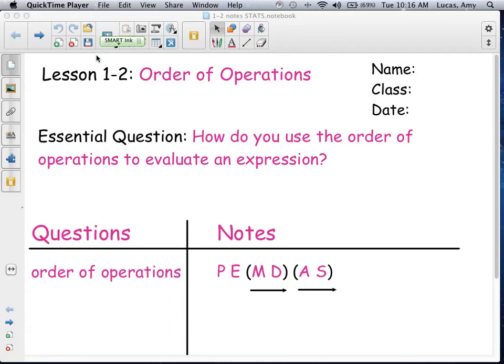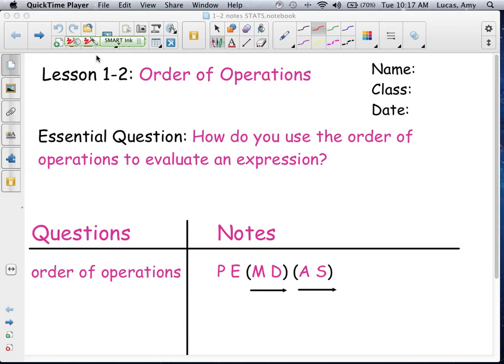Of operations. Our essential question is, how do you use the order of operations to evaluate an expression? We have one new vocabulary word, order of operations. And you notice on the note side, it says PE, and then MD in parentheses with an arrow underneath it, and then A and S in parentheses with an arrow underneath that. What the order of operations means is that there's a specific order that you need to follow when you're solving or evaluating a mathematical expression.